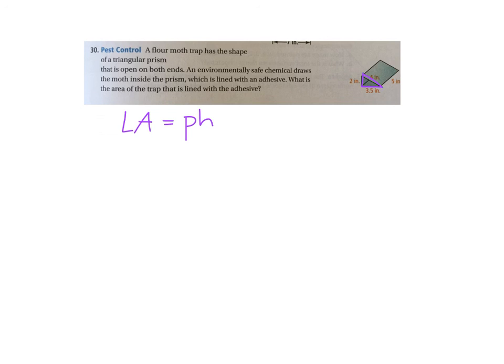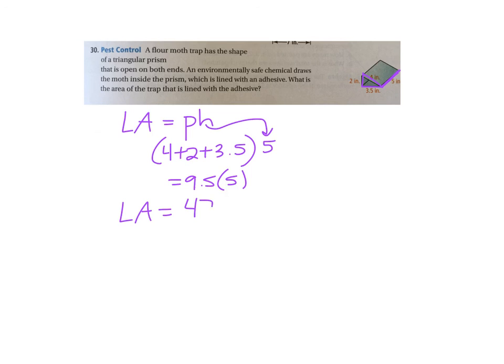So perimeter of your base will be 4 plus 2 plus 3.5, that's P. And then H is the distance between the two bases, which is the 5. So 4 plus 2 plus 3.5 is 9.5 times 5. So you get a lateral area of 47.5 square inches. Okay. That is 11.2a.